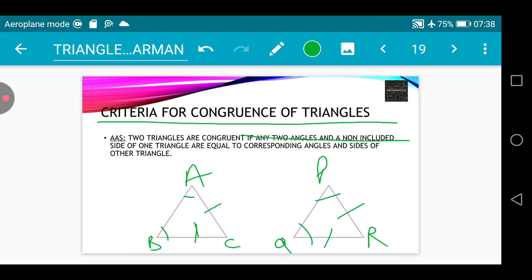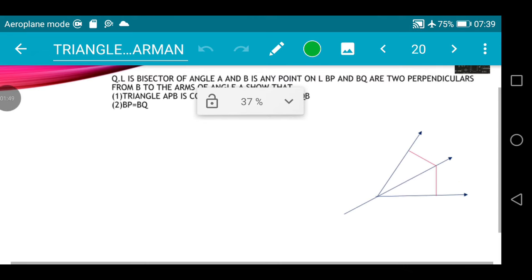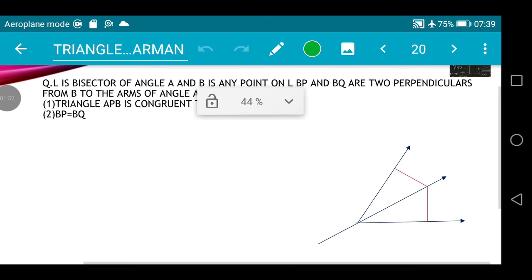We are moving to the question we have discussed. Two triangles are congruent if any two angles. Earlier we studied two angles and the included side. Now we are discussing a non-included side. Non-included sides will be AC and BC in triangle ABC, and in triangle PQR, PR and QR will be non-included sides.